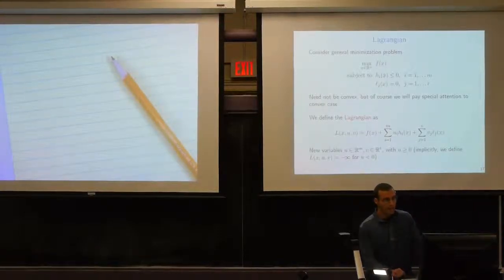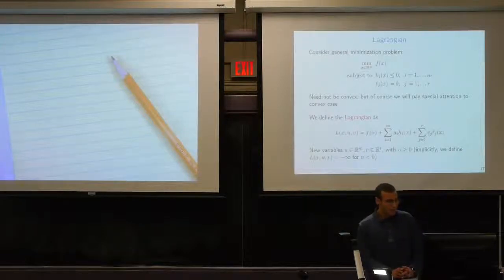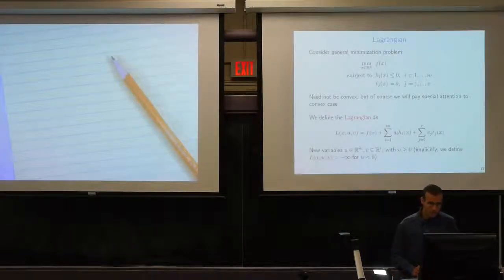So here was our setup. We had this generic optimization problem: minimize this function f of x subject to these constraint functions hi of x less than or equal to 0 and lj of x equal to 0. And we're not going to assume it's convex, but of course we'll pay special attention to that case.